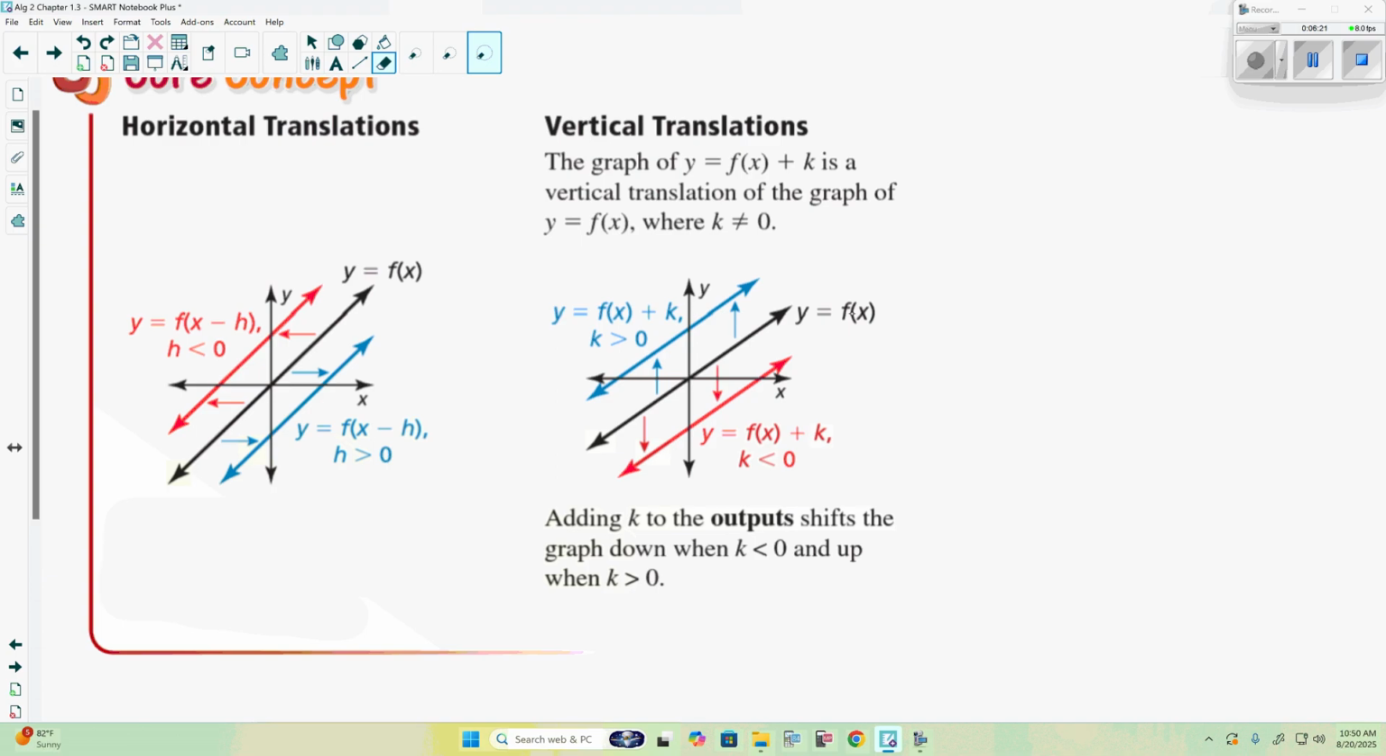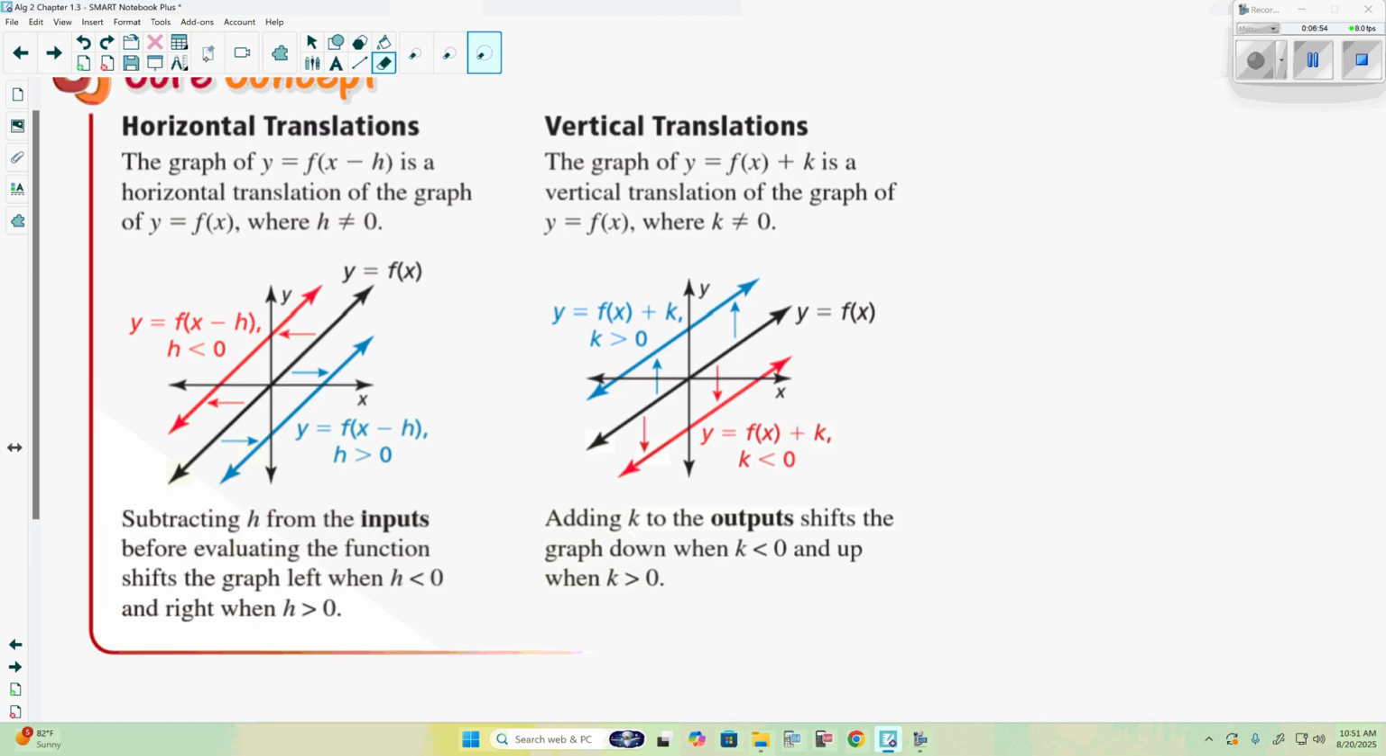The graph y equals f of x plus k is a vertical translation, and we can use this f of x plus k to help us apply a vertical translation, moving it up or down. Because we will replace k with the amount that we're moving it up or down. If we're moving it up 4, it's going to be f of x plus 4. If we're moving it down 2, we'd really say f of x plus negative 2, or we can just say f of x minus 2. Plus a negative, minus a positive are the same thing.